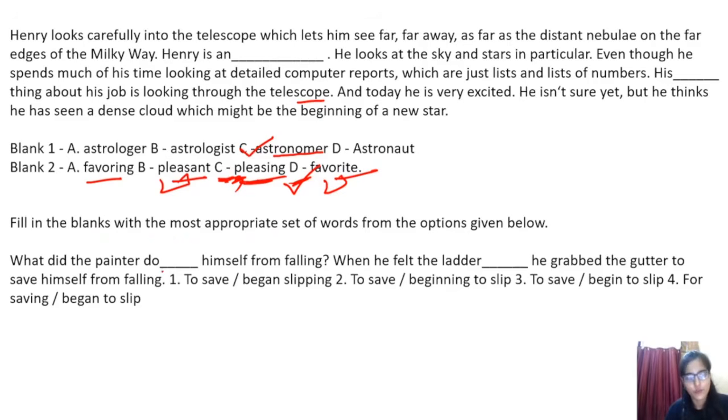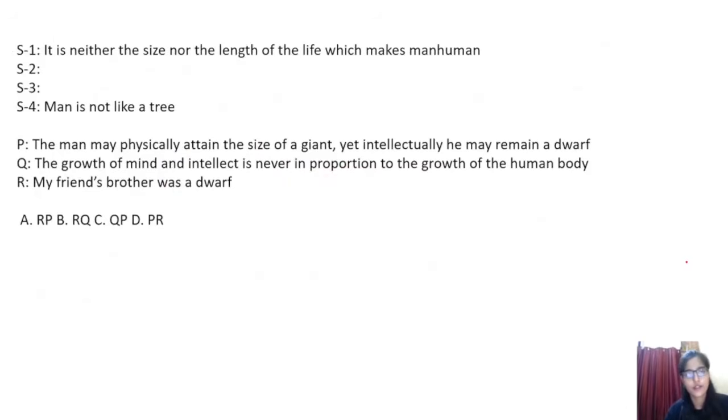What did the painter do dash himself from falling when he felt the ladder dash? He grabbed the gutter to save himself from falling. What did the painter do to save? To save, begin to slip, to save begin to slip, for saving. Well, along with do, it's more probable you have to go with this, for saving. So, what did the painter do for saving himself from falling when he felt the ladder begin to slip? Right. So, option 4 will be the correct answer for this one.